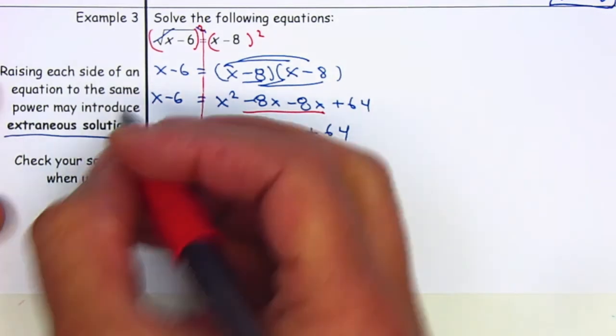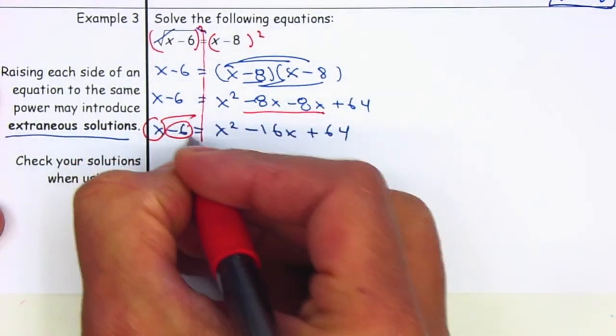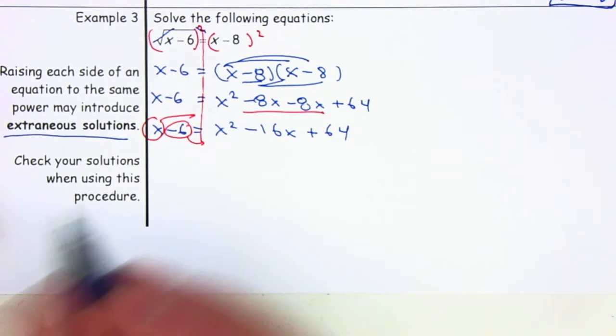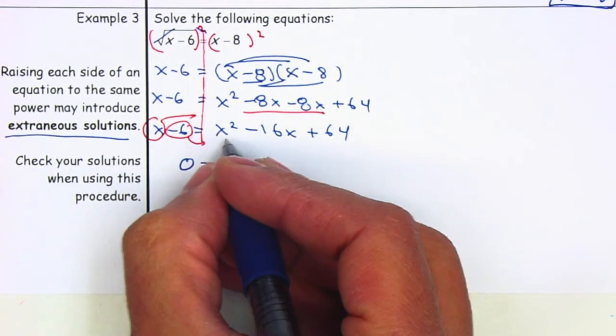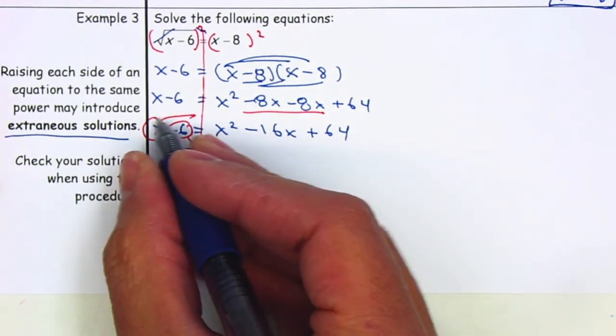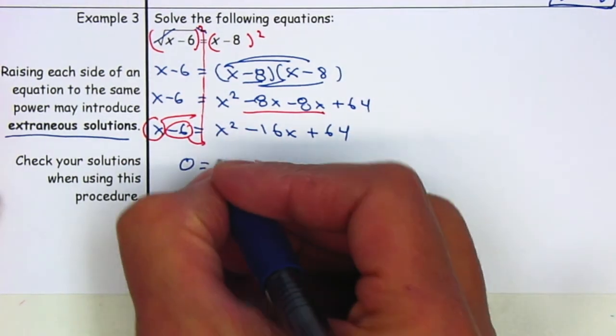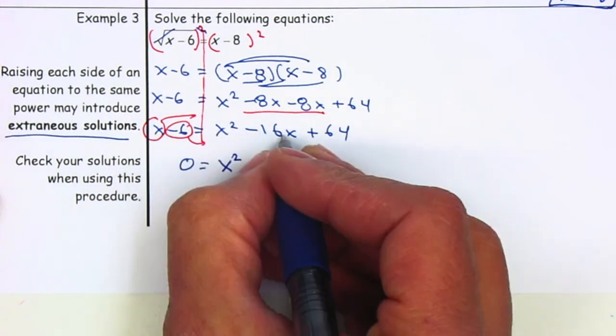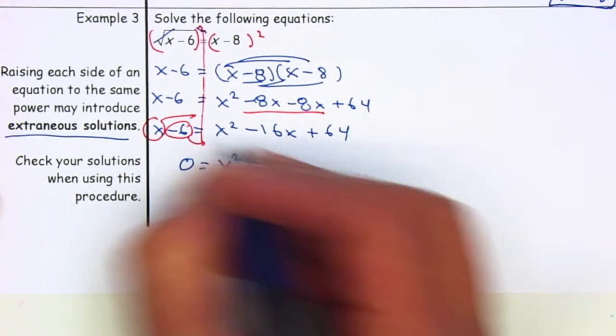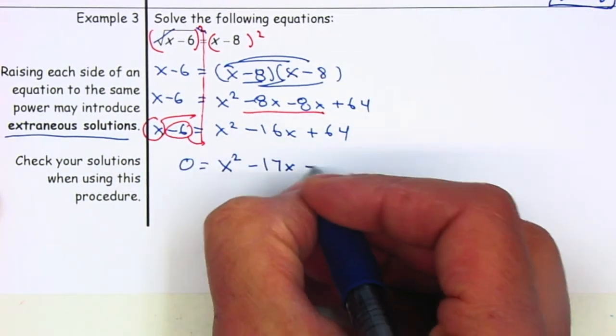I'm going to go ahead and move my x to the right hand side and my 6 to the right hand side as well to make it equal to 0. Just because the x squared is on this side, I don't want to move everything to the left because I want to keep my x squared positive, if possible. x squared, I'll bring it next down, so it'll be negative 17x. I brought plus 6, so it gives me plus 70.